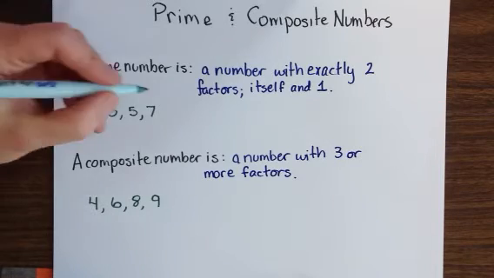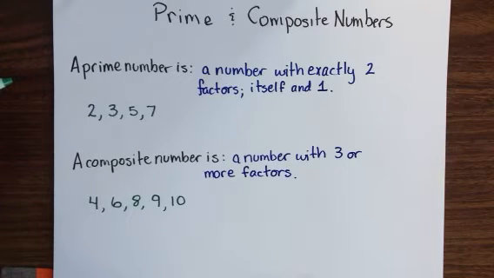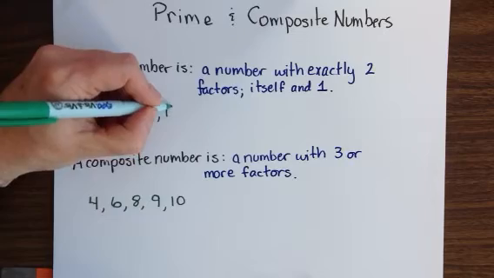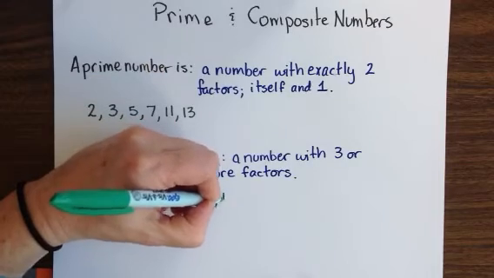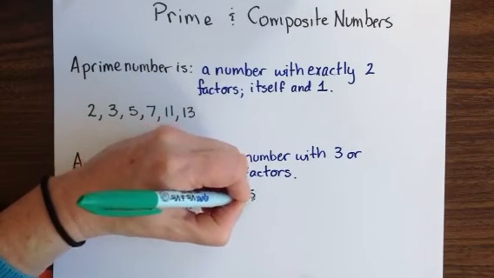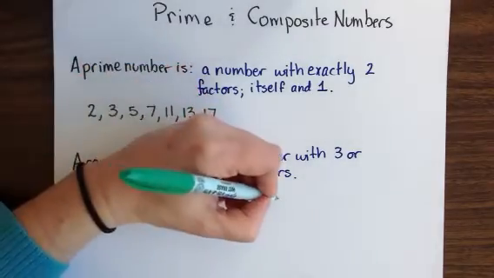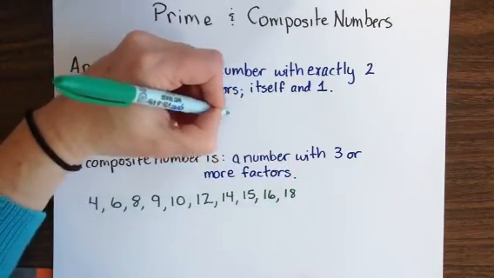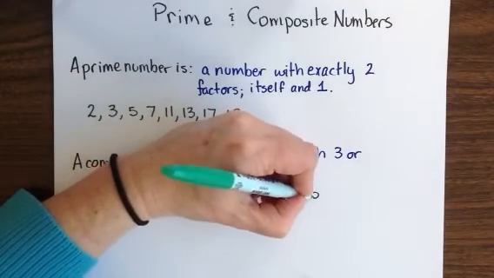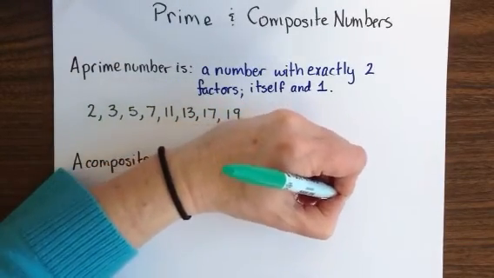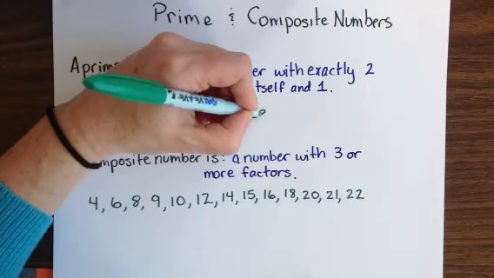So going on up here, 10 would be a composite number because it is 2 times 5 as well as 10 times 1. 11 will be prime, 12 composite, 13 prime, 14, 15, and 16 are all composite. 17 is prime, 18 composite, 19 prime. 20, 21, 22 are all composite numbers, and 23 is prime.